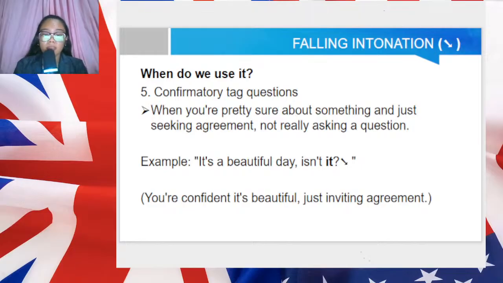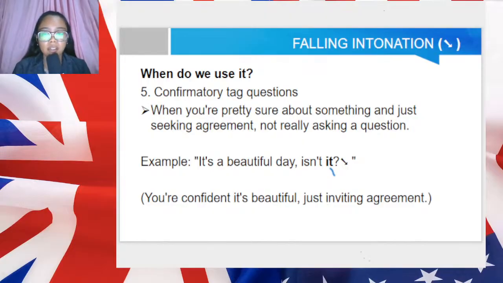So yes, that's an example. An example sentence would be, "It's a beautiful day, isn't it?" So you're confident it's beautiful, and because you're confident, you just invite someone in agreement.